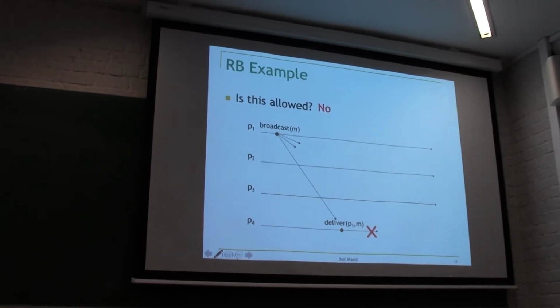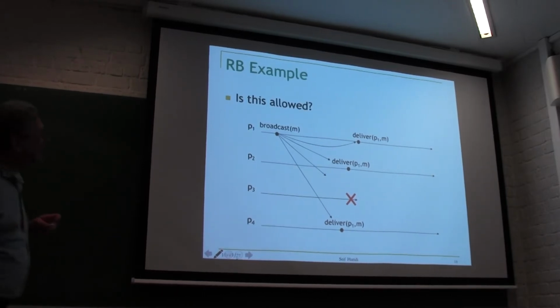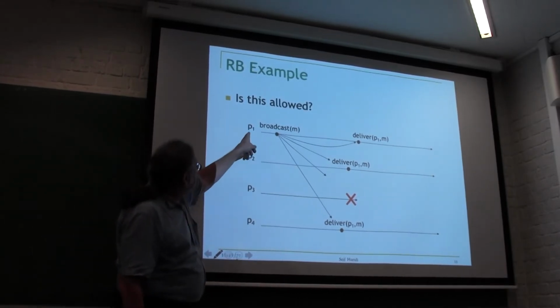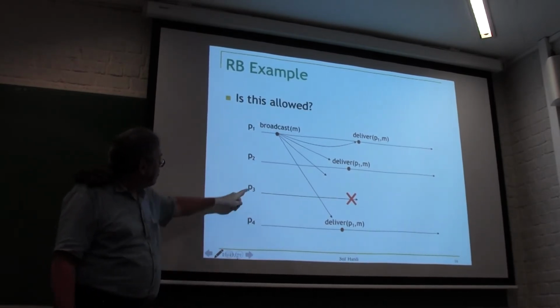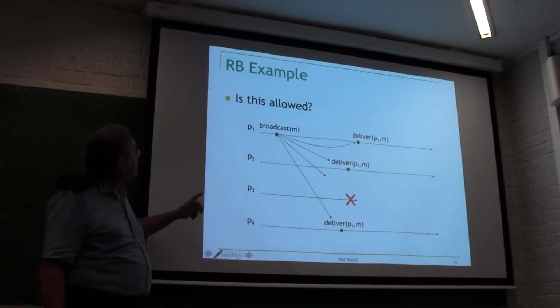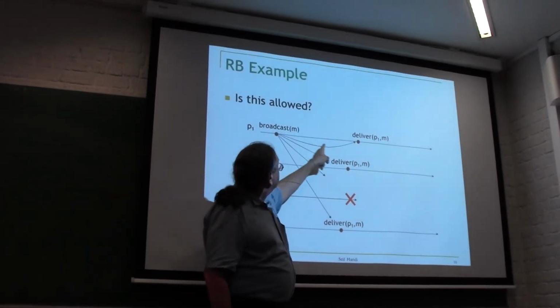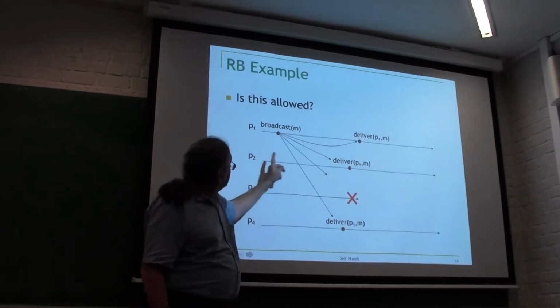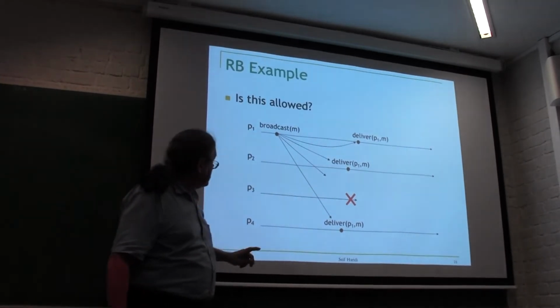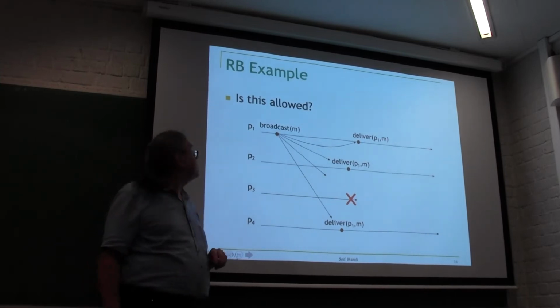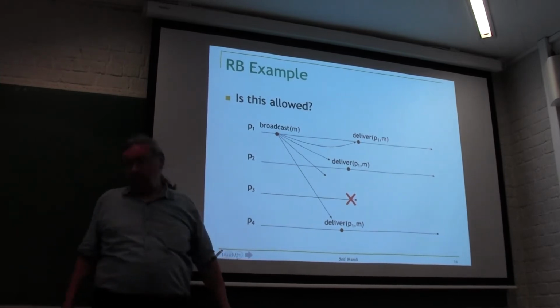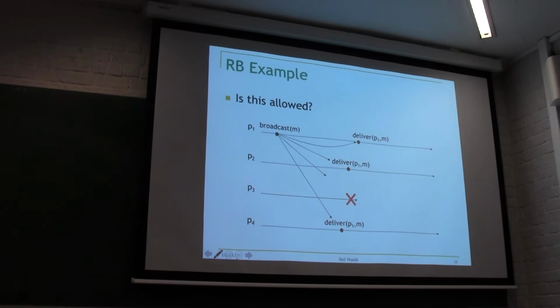Okay, one more example. Slight variation. So here P1 is correct, P2 is correct, P4 is correct, P3 is crashing. P1 will broadcast, it delivers to P1, it delivers to P2, and it delivers to P4. But it does not deliver to P3. Is this a correct reliable broadcast?